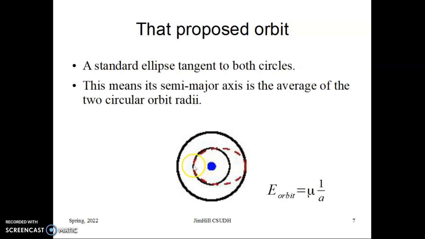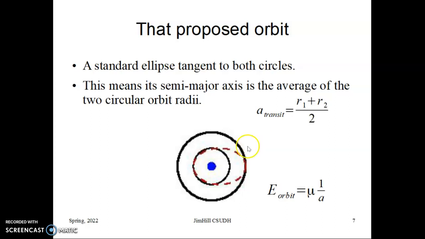For the semi-major axis, I've got the radius of the small orbit plus the radius of the large orbit. That gives me the full major axis, the longest length within the ellipse. The semi-major axis is half of that, which is the average of the two circular orbit radii. So I call it the transit orbit. There's probably a better technical name that satellite people use. I'm not a satellite person.